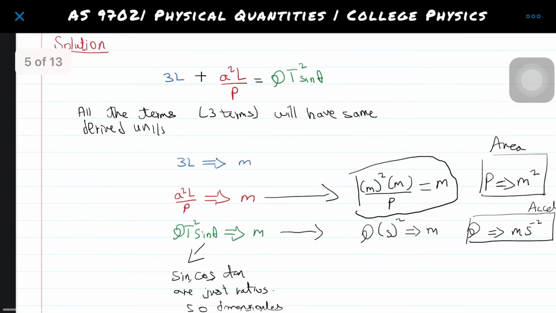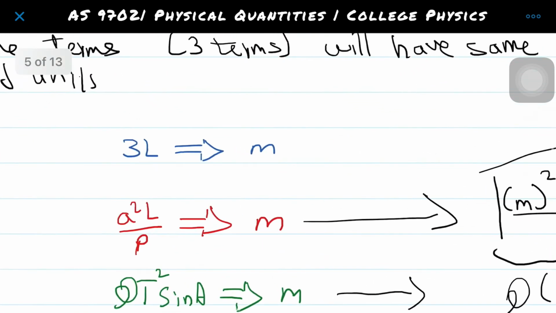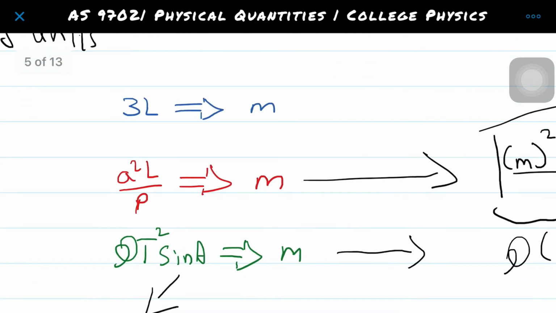Why? Because the equation is homogeneous. We know that the unit of length is meter. So we can automatically write that 3L is equal to meter. Now since the other two terms are also supposed to have the same derived units, because the equation is homogeneous, we'll write a square L upon p is equal to m as well, and qt square into sine theta is equal to m as well.